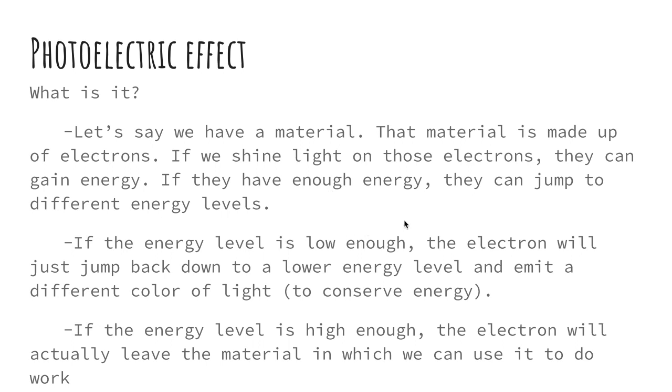If the energy level is low enough, the electron will just jump back down to a lower energy level, or lower orbit, and emit a different color of light to conserve energy. If the energy level is high enough, though, the electron will actually leave the material, in which case we can use it to do work, or provide electricity.